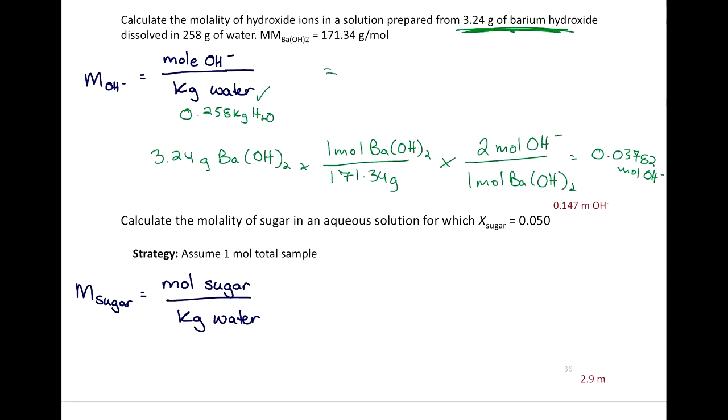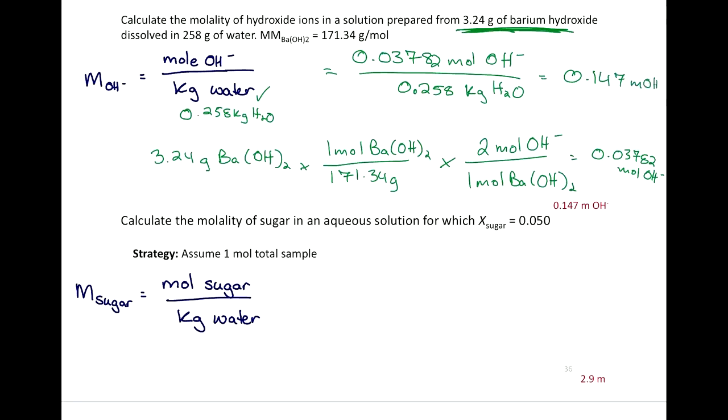So we can go ahead and calculate molality now where that 0.0378 mole amount, oh, there's a 2 there, of hydroxide is present in this solution from the gram amount of solute that I introduced divided by the kilogram amount of water that I mixed with this solute. And so divide that out and you get 0.147 molality of hydroxide.